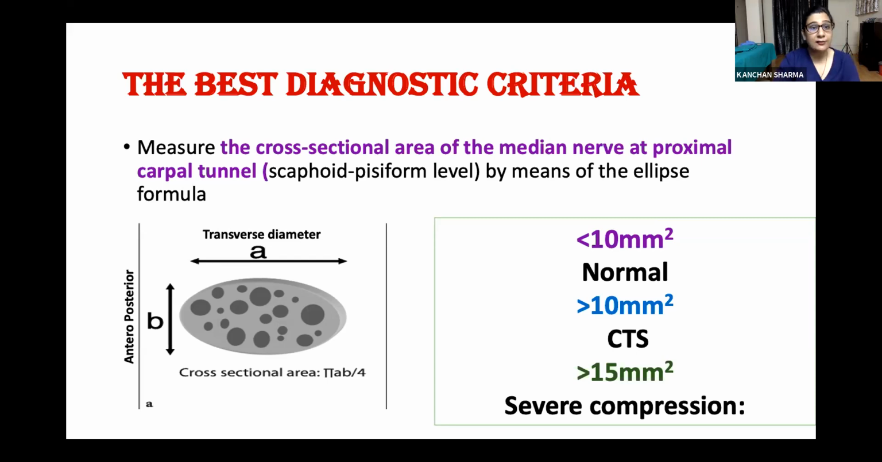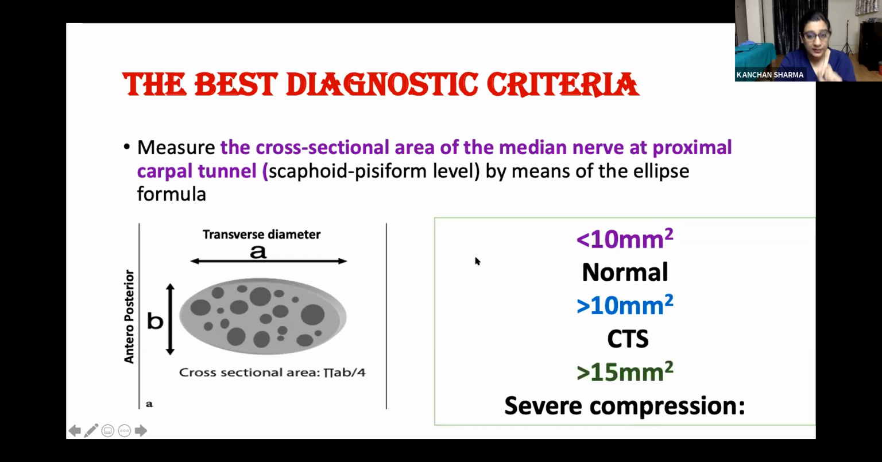So this is the formula. Everybody should just ratify this, just cram it. This formula is very, very important: pi A into B divided by 4. This is the formula which all of you should know. And how to take this A? A was the horizontal diameter which we have taken. What is B? B was the vertical diameter which we have taken. So pi divided by 4 times A into B. This is how you will be calculating the area of the median nerve.